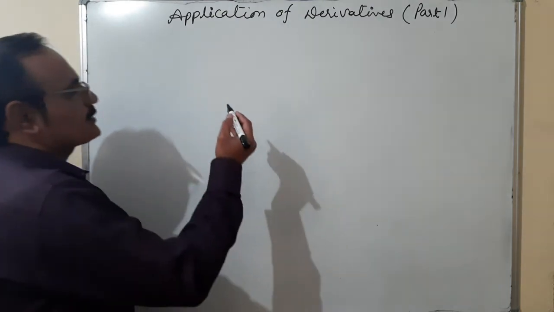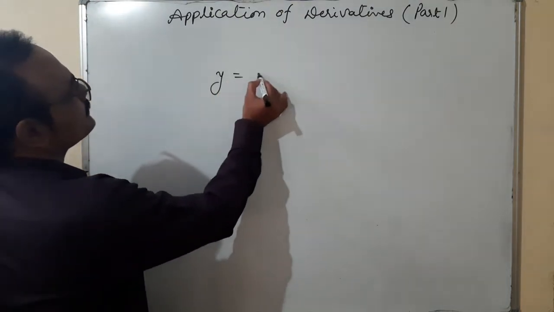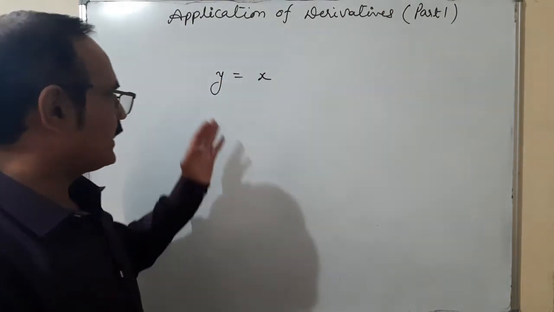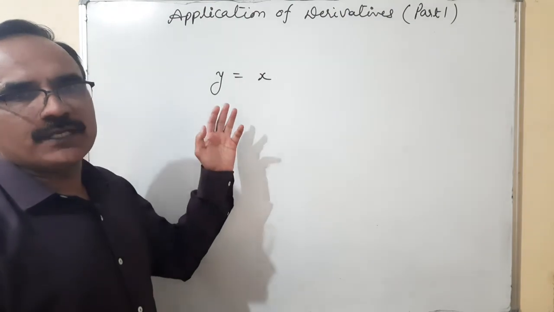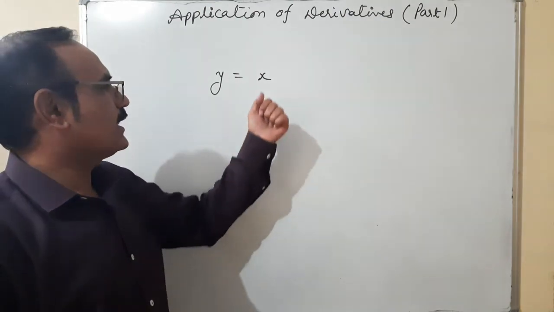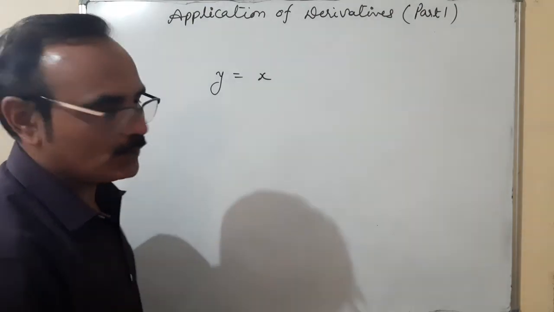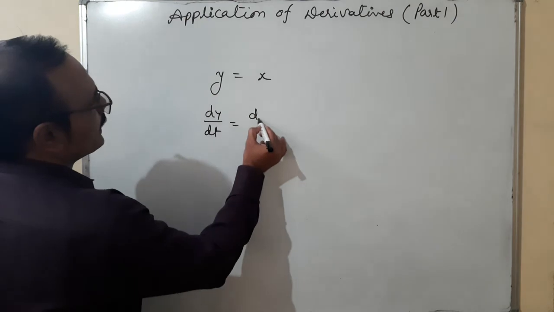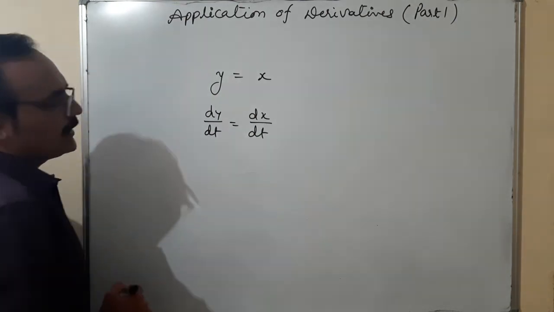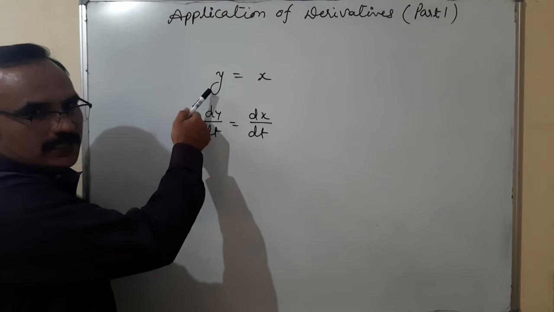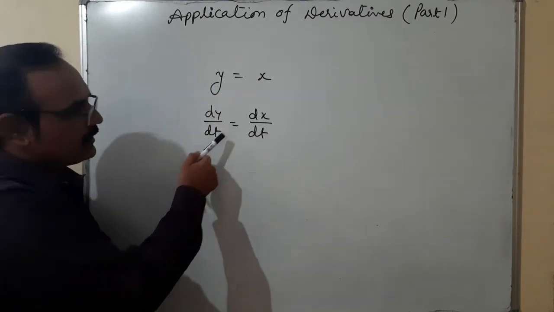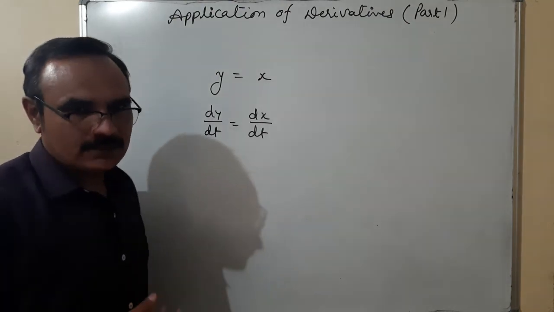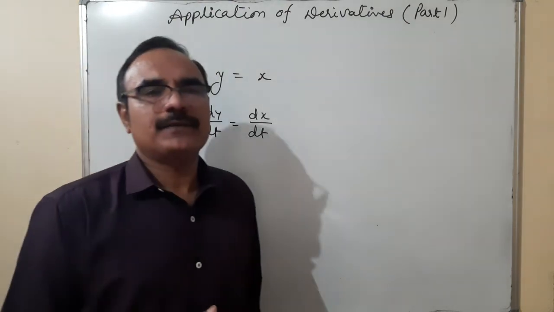Let us see. Suppose y is equal to x, both are variables. If I write here the rate of change of y with respect to time, and the rate of change of x with respect to time, I'll write dy by dt is equal to dx by dt. What does it mean? The rate of change of one variable with respect to time is equal to the rate of change of the second variable with respect to time. So basically this is the use of the rate of change.